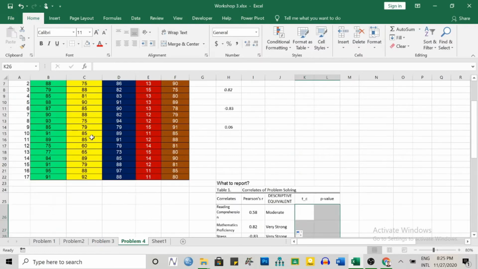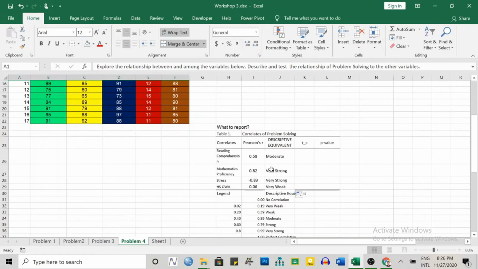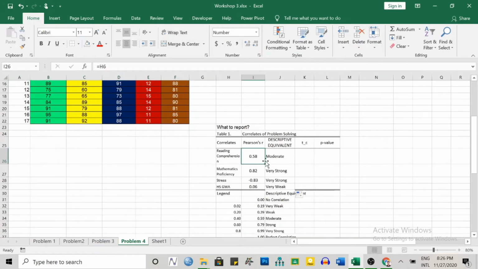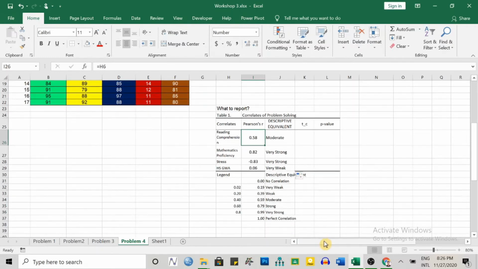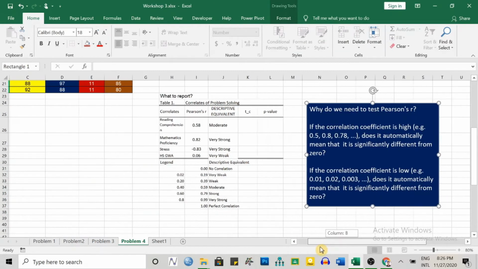What does this mean? If we go back to our problem, it asked us to describe and test. What does it mean? The word describe is actually referring to the computation of the correlation coefficient. This word here, test, it's asking us to test that correlation coefficient, whether it is significant or not significantly different from 0. Why do we need to do that? Why do we need to test a correlation coefficient?